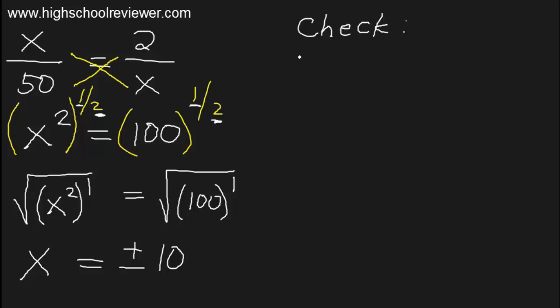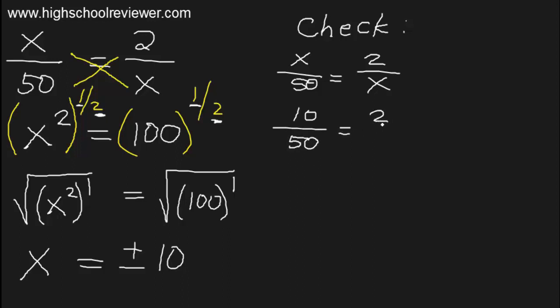So our equation will be x all over 50 equals 2 over x. Let us first use positive 10. So 10 divided by 50 equals 2 divided by 10. 10 divided by 50 will be 1 over 5, and this will also be 1 over 5. So our x, which is positive 10, is correct.